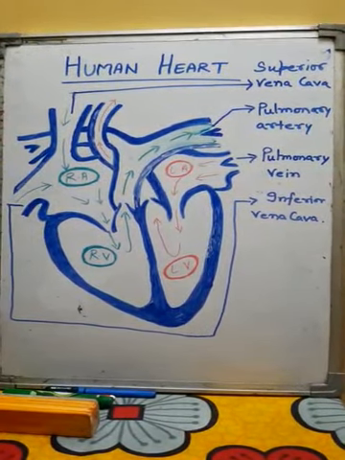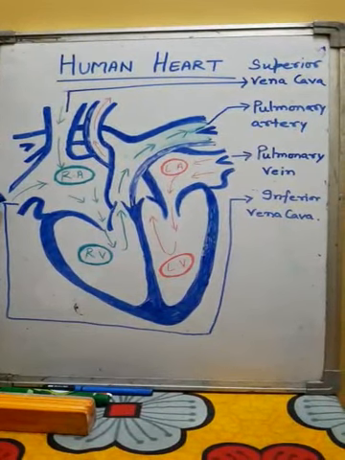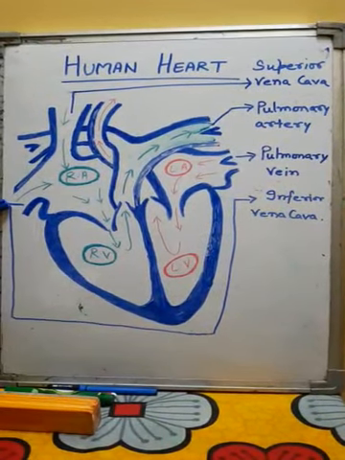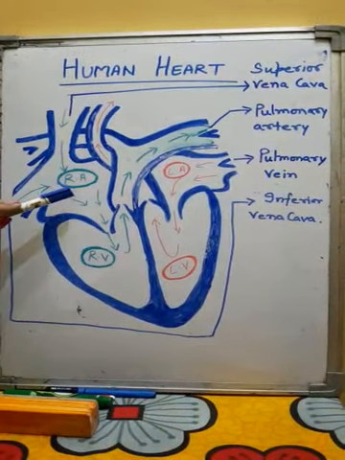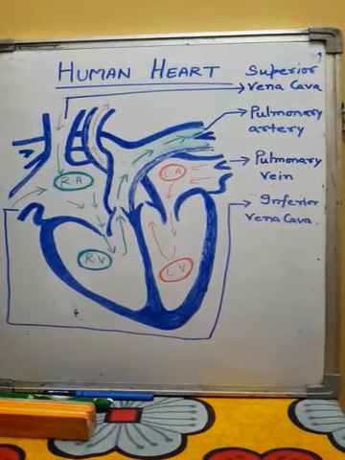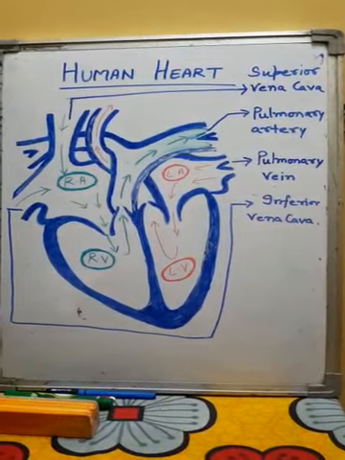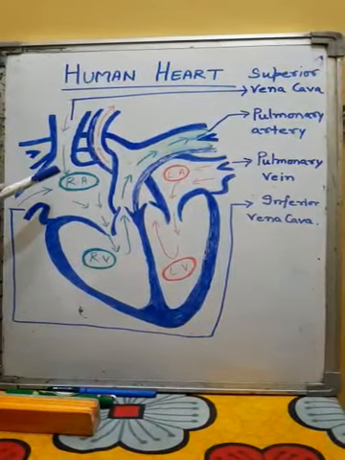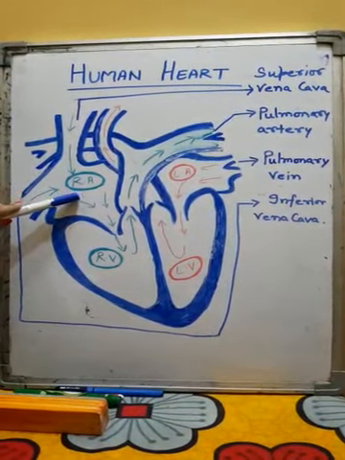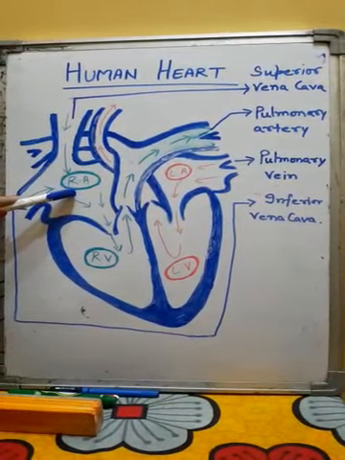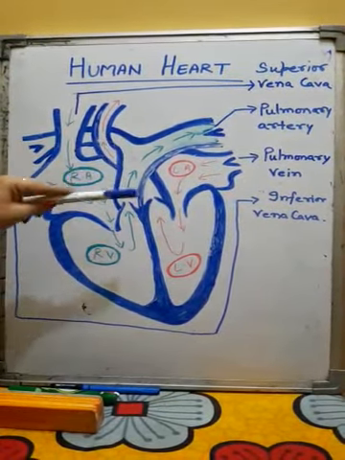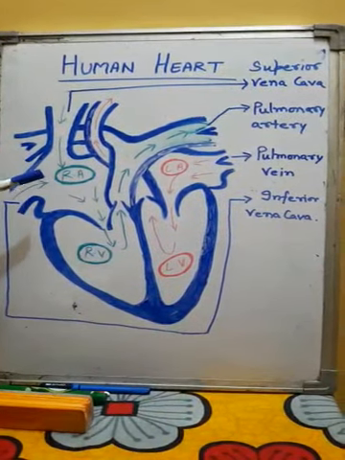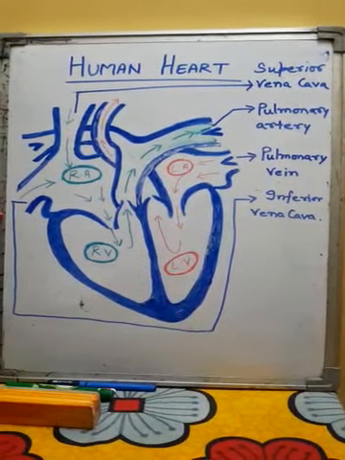The inferior vena cava, here it is. The inferior vena cava brings blood from the middle and lower part of the body. In that manner, blood from all body parts enters the right auricle. A third tube is also there, which brings blood from the walls of the heart itself. It is called the coronary sinus.